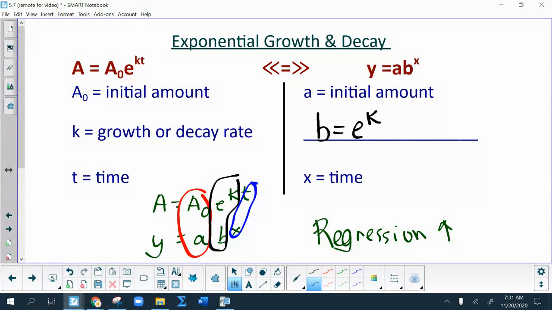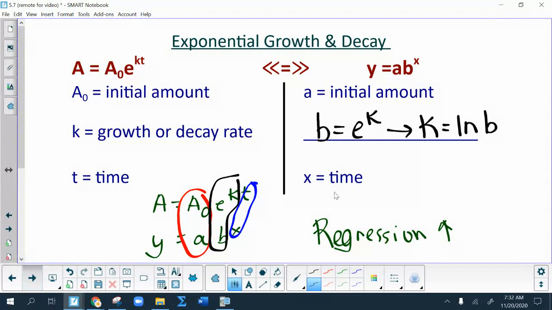If you were given this model first and you wanted to translate it into the other form, you would have to solve for k, which would then be the natural log of b. So b is not the growth rate, the natural log of b is. Okay, you're going to need to be able to go back and forth between the two. This is probably the most important part to help you figure out how to go between the two.